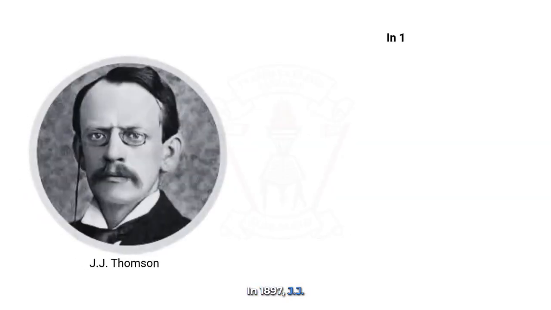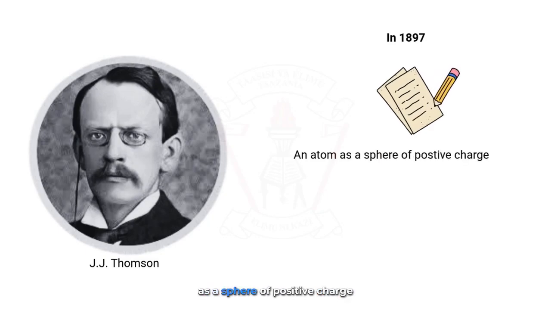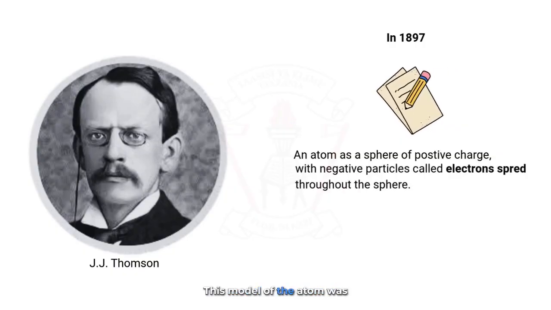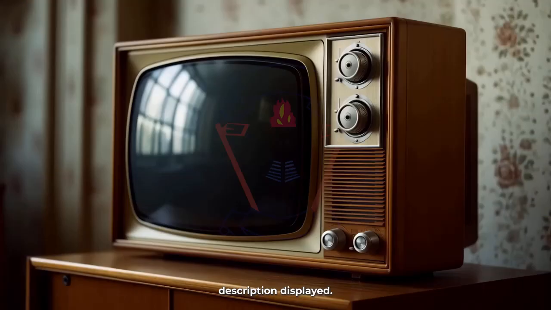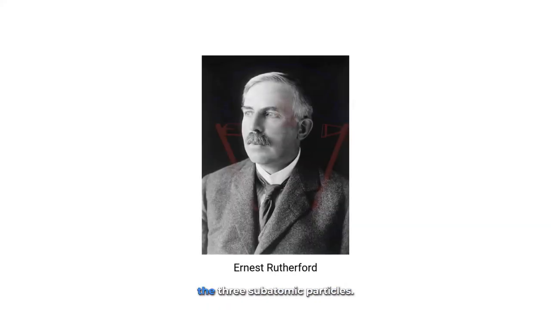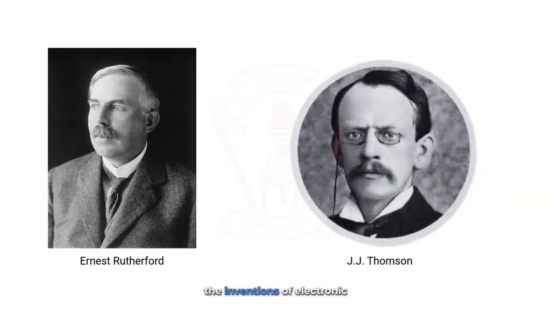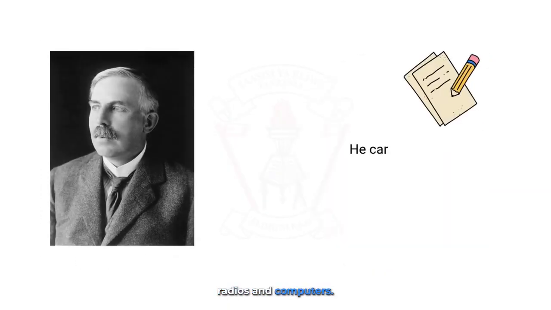Subatomic particles. In 1897, J.J. Thomson carried out experiments and described an atom as a sphere of positive charge, with negative particles called electrons spread throughout the sphere. This model of the atom was referred to as plum pudding model, as shown in the figure displayed. Thomson, therefore, managed to discover the electron among the three subatomic particles. His discovery led to the inventions of electronic devices such as televisions, radios, and computers.